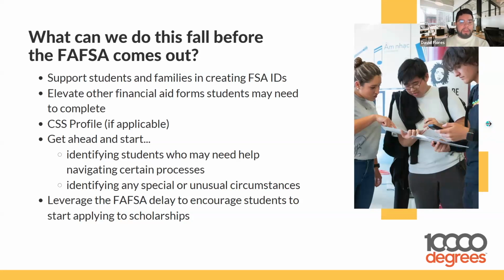We can also start identifying any special or unusual circumstances that we may need to plan ahead for, or perhaps even identify even sooner. One of the things we could also do is leverage the FAFSA delay to encourage students to start applying for scholarships.